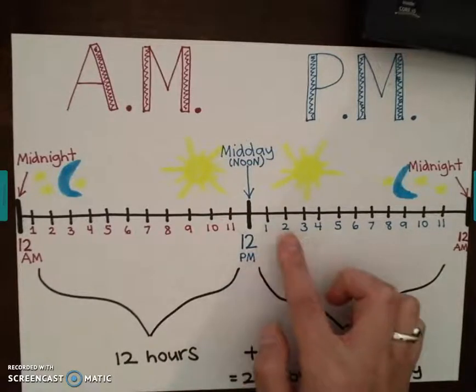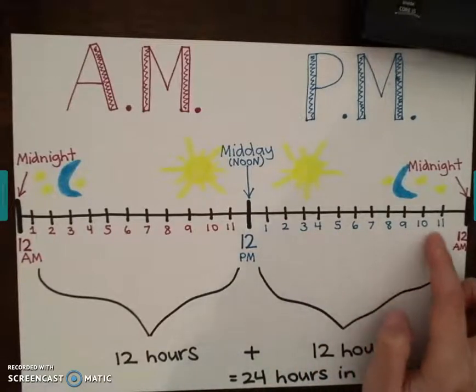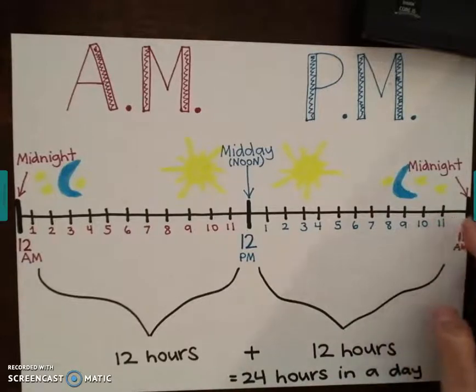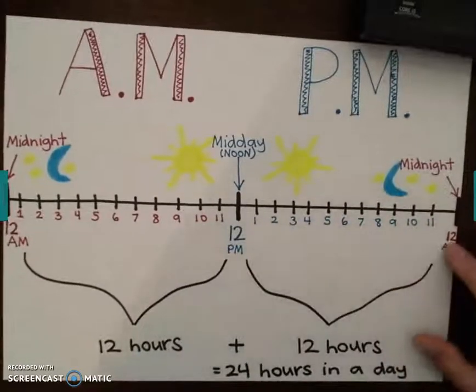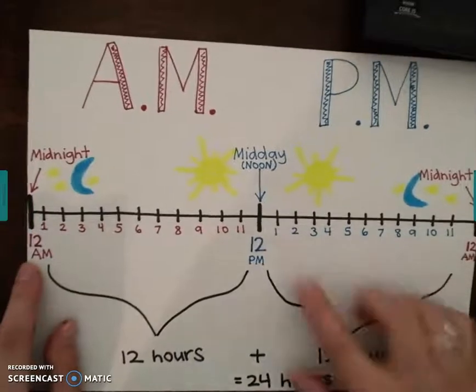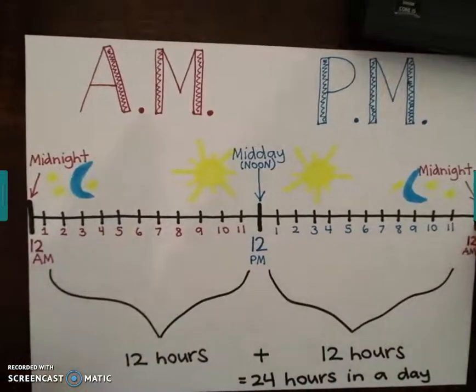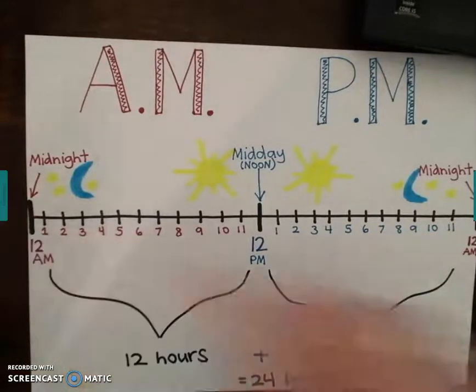So 12 p.m., 1, 2, 3, 4, 5, 6, 7, 8, 9, 10, 11. And then right after 11:59, it changes back to 12 a.m. And notice, 12 a.m. over here and 12 a.m. over here. This is the end of our day. The next day, it'll start back over. You'll go back and start back over to 12 a.m.